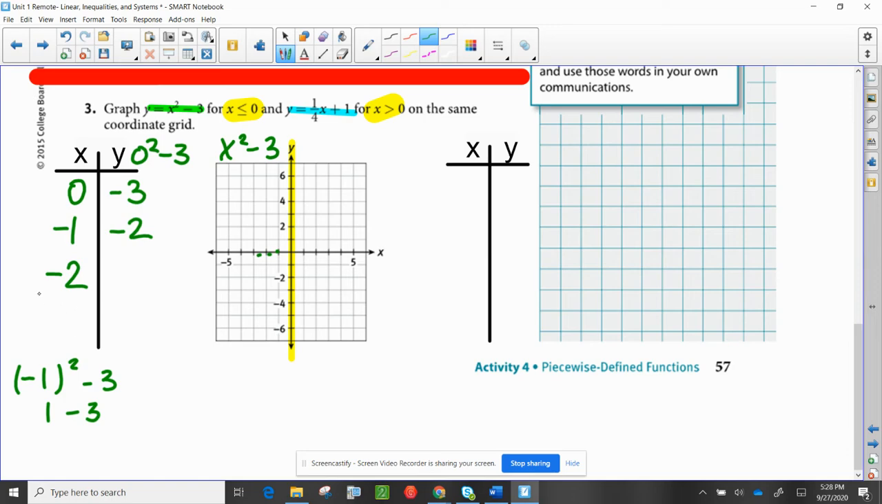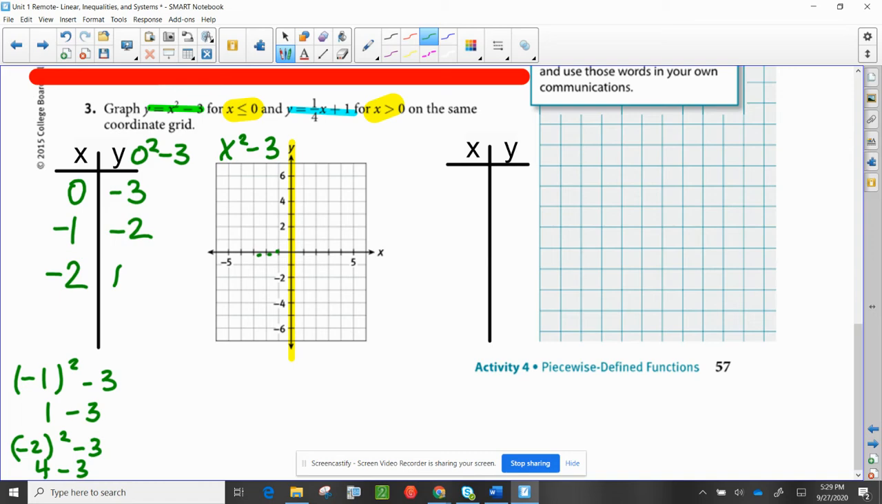Okay, and if I do the same thing with the last value I picked, negative 2, if I square that, what's negative 2 squared? Well, that will give me positive 4. Negative 2 times negative 2. Minus 3 is a 1.